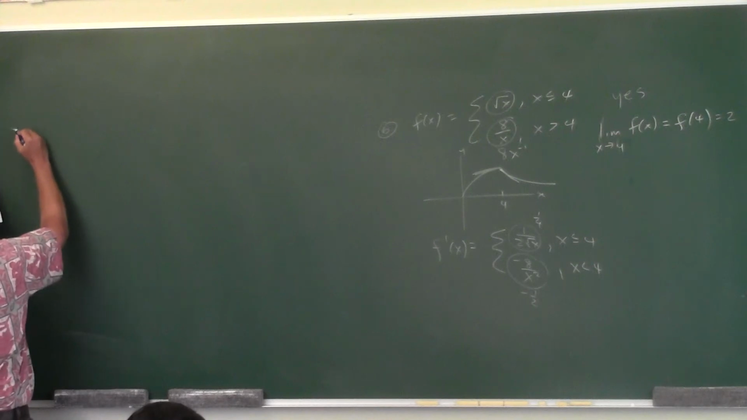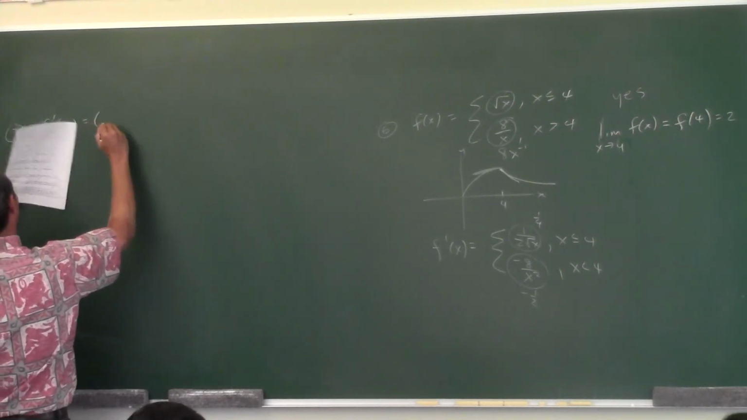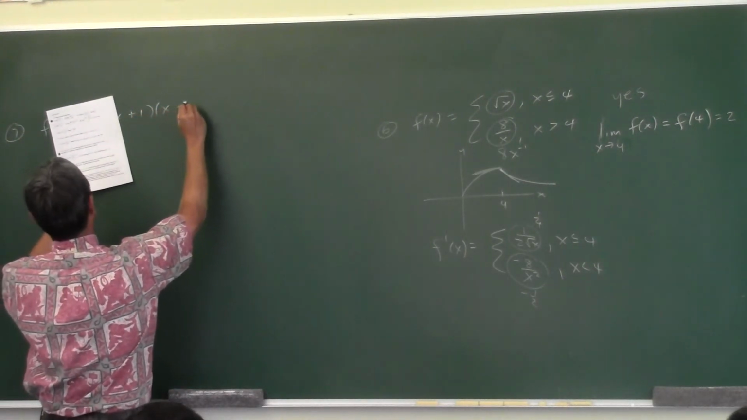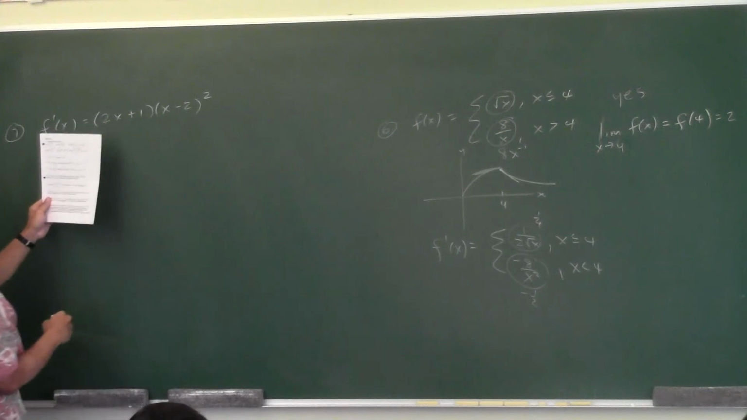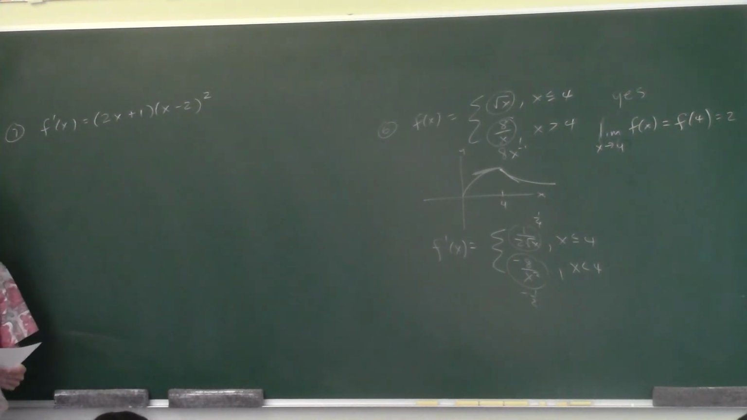Okay, number 7. You guys are supposed to do up to 7. So here's the last one. At what values of x does f have a maximum or a minimum, and explain your answer. Okay, now pay attention. How do you determine whether you have maxes or mins for a function?